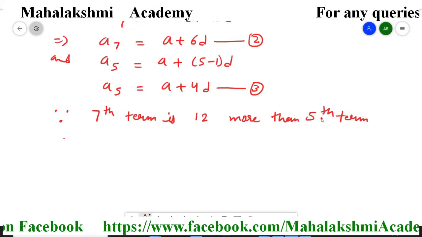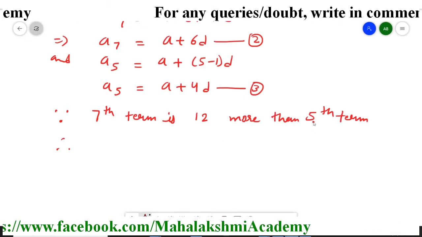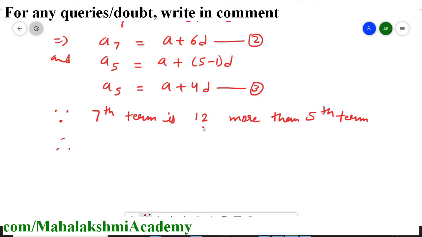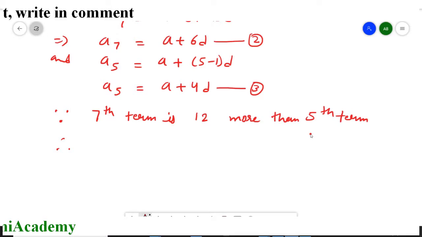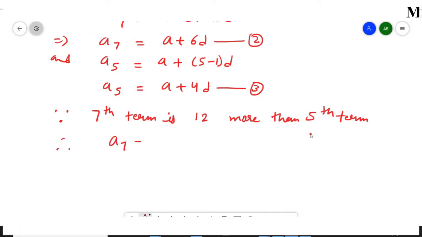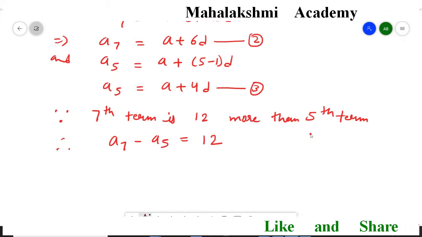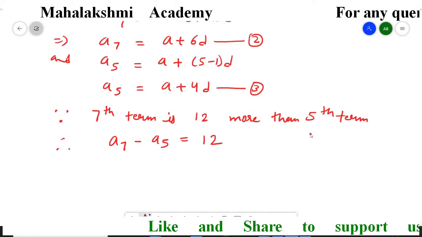So from here, since the bigger number is the 7th term and the smaller number is the 5th term, the difference between the 7th term and the 5th term is going to be 12. We can write this information in many ways. The better way is: the difference between the 7th term and the 5th term is 12. From it we will directly get the answer. Now we will replace the values from the second and third equations.